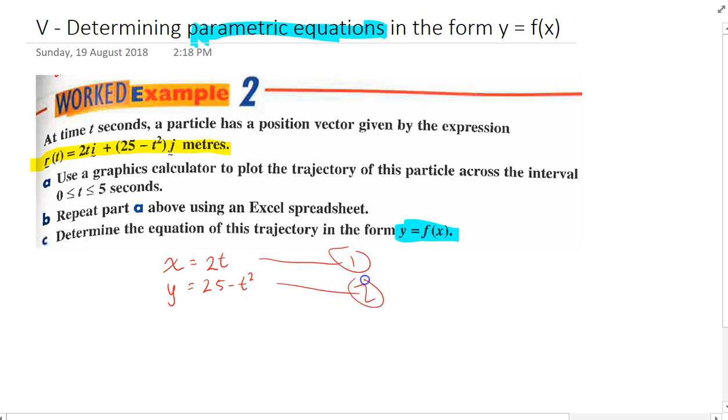If I say this is equation 1 and this is equation 2, I can rearrange equation 1 to make it t equals x on 2. Then I can sub t equals x on 2 into equation 2. So that's going to be y equals 25 minus (x on 2) squared, which is going to be 25 minus x squared on 4.